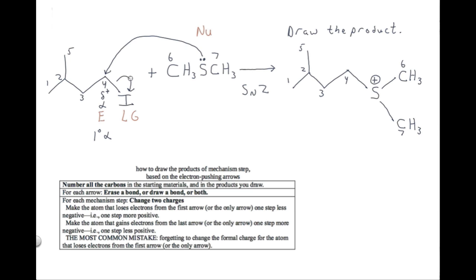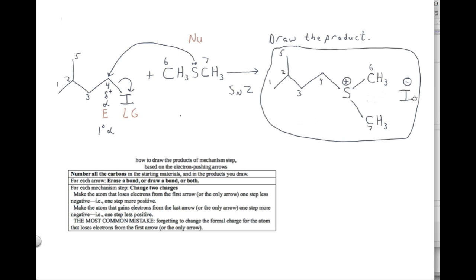Let's see, this arrow tells us to break the bond between carbon-4 and the iodide. The iodide is gaining electrons from this arrow, so it becomes negative. And because our final product has a positive charge, the conventional answer would be to draw the iodide close to the positive sulfur to show an ionic bond. So I've drawn the iodide relatively close to the sulfur to show an ionic bond between those products.